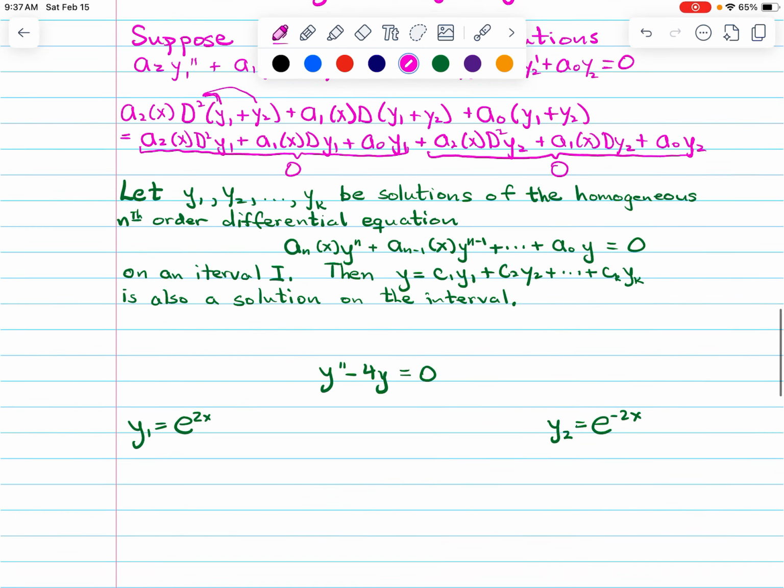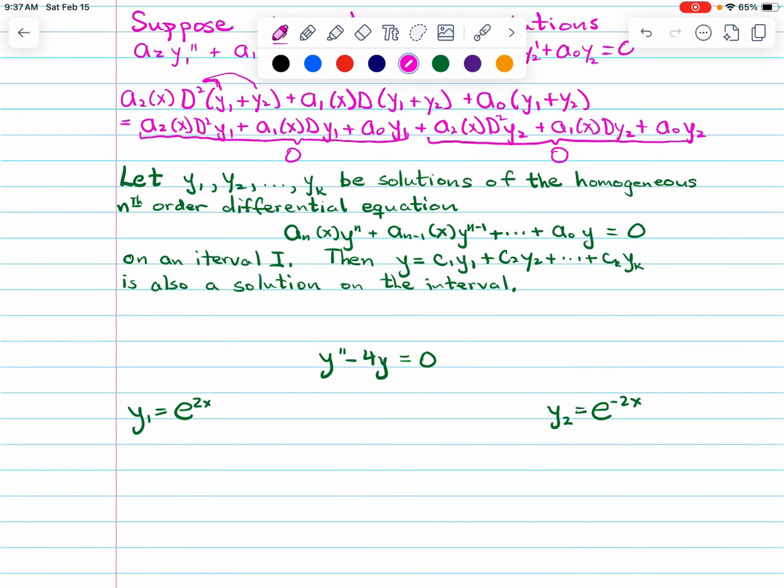And to state it a little more rigorously, let's suppose that down here in the green, y1, y2, all the way up to yk, are solutions of the nth order homogeneous differential equation. Okay, so they're solutions of this thing right here, on a particular interval. Then this is also a solution. You can multiply a constant by each of those solutions, add them together, and you still get a solution.